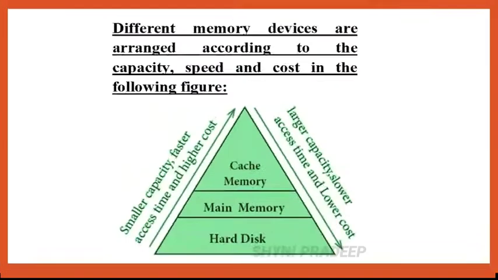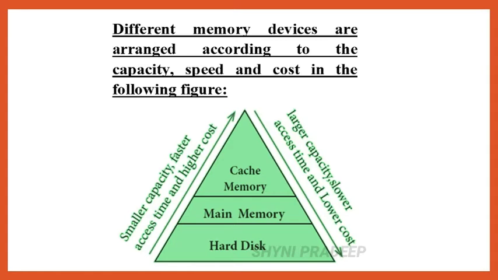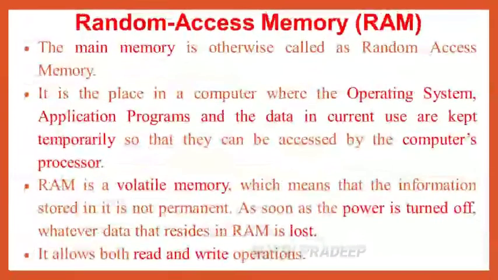See this picture. Here different memory devices are arranged according to the capacity, speed and cost. This arrow indicates smaller capacity, faster access time and higher cost. And this arrow indicates larger capacity, slower access time and lower cost. Now let us discuss all the memory devices one by one.